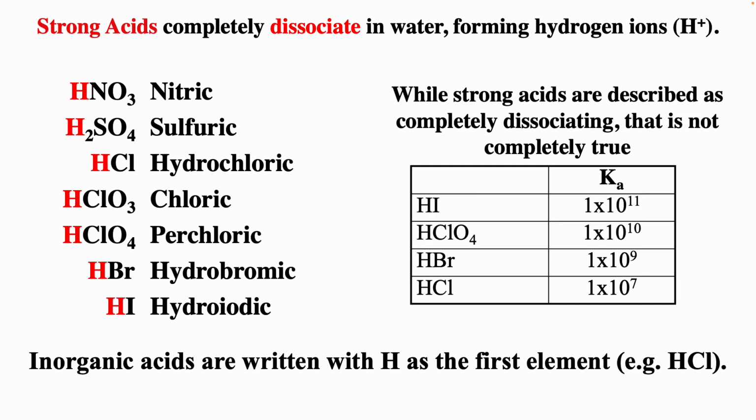Now, the Ka's of the strong acids are pretty difficult to determine. We treat them as infinite. They're not actually infinite. You know, HI is 10 to the 11th, HClO4 10 to the 10th, HBr 10 to the 9th, and HCl 10 to the 7th. But again, typically, we treat the Ka's of strong acids as infinite. You know, if you have a bottle labeled 1 molar HI, you have no HI molecules. You have just hydrogen ions and iodide ions.